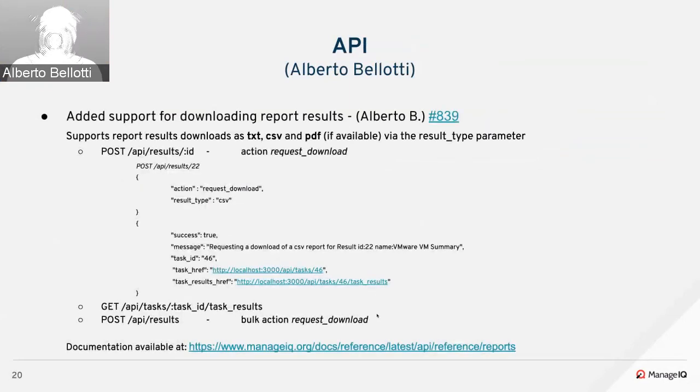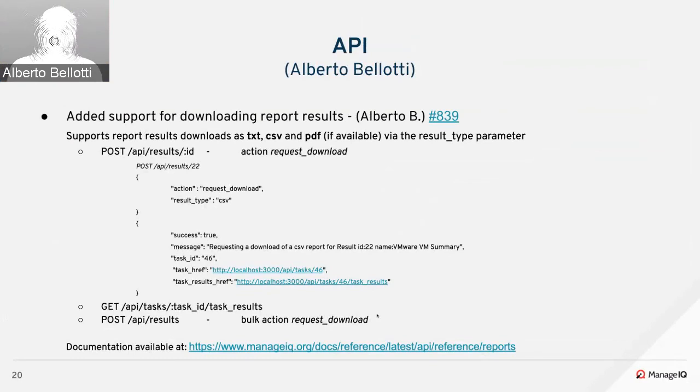Yep. And the next enhancement I did is for requesting report results download, similar to what you could do in the UI. So here, essentially, you post a request download action toward the results resource. And as part of that, you specify how you want the report, whether it's text, CSV, or PDF, if the PDF generator is available on the appliance.